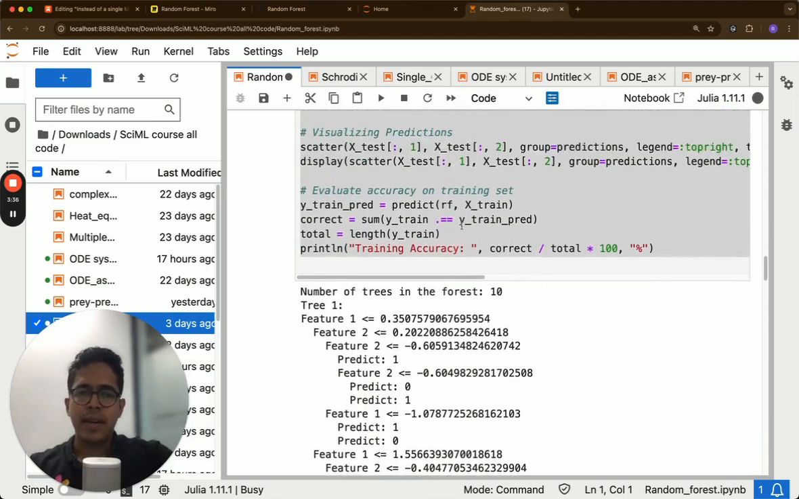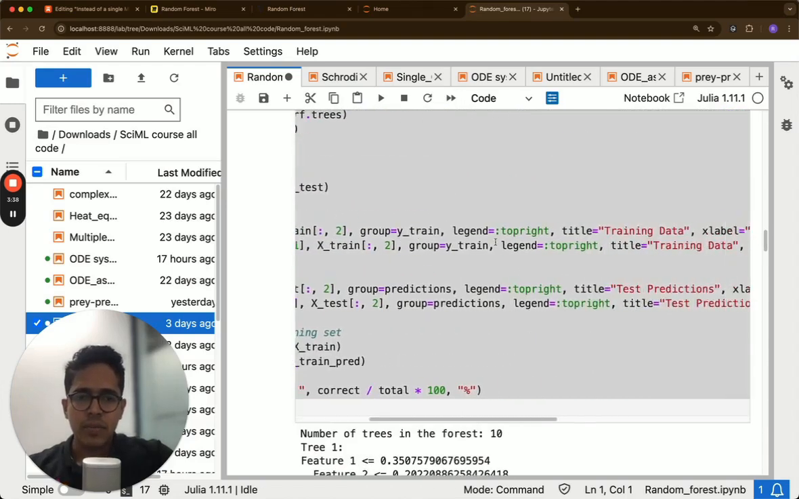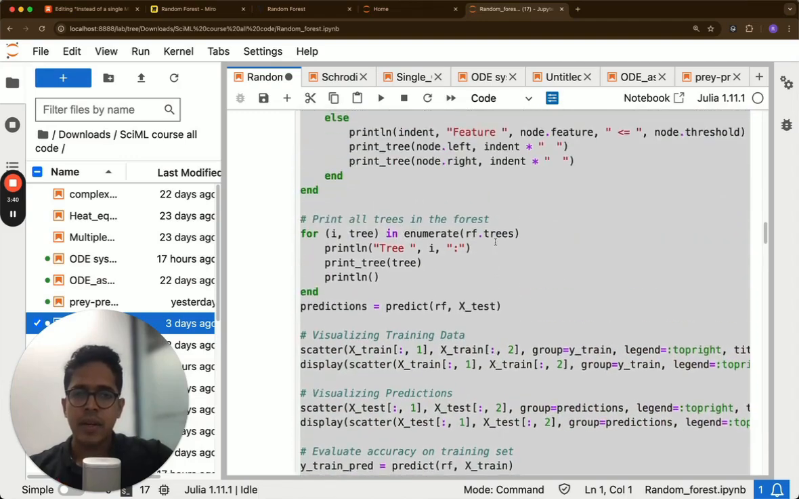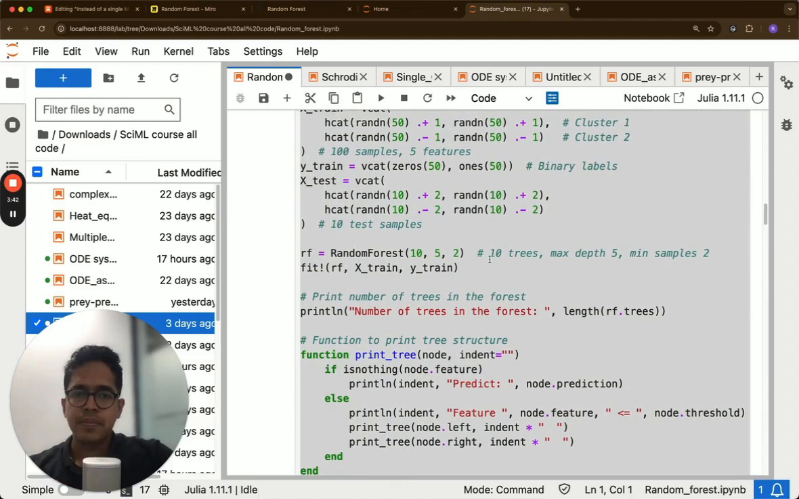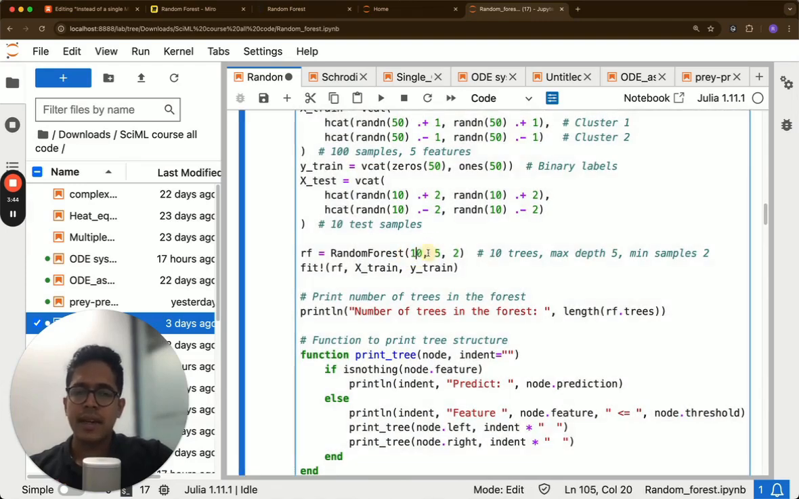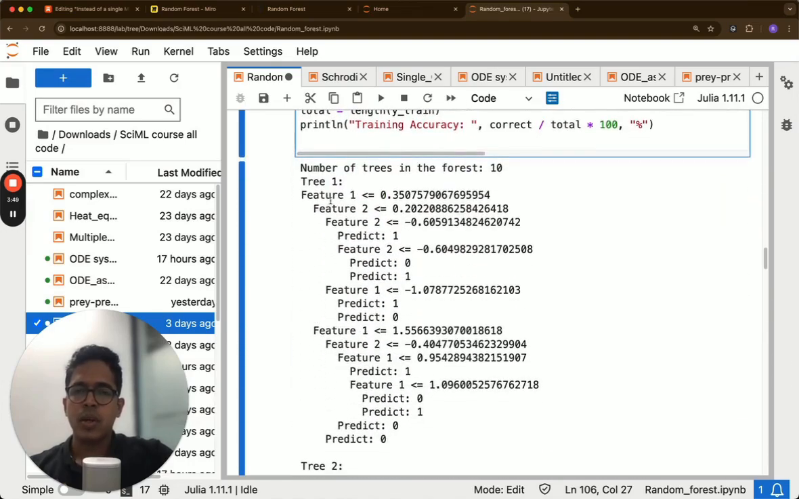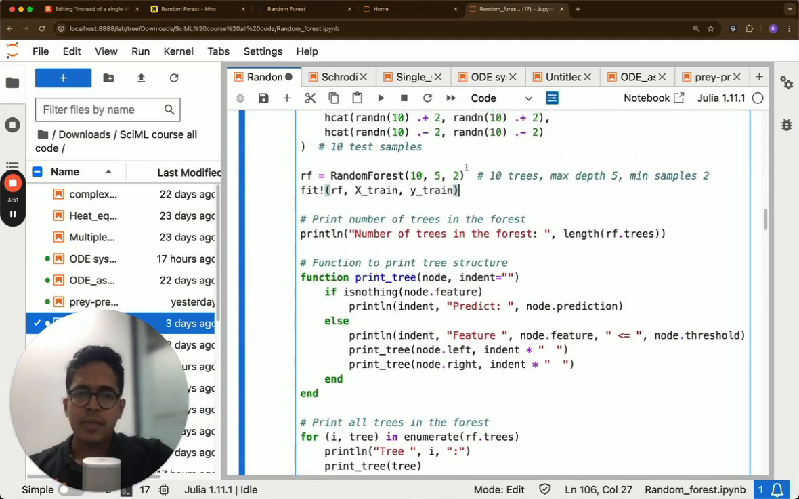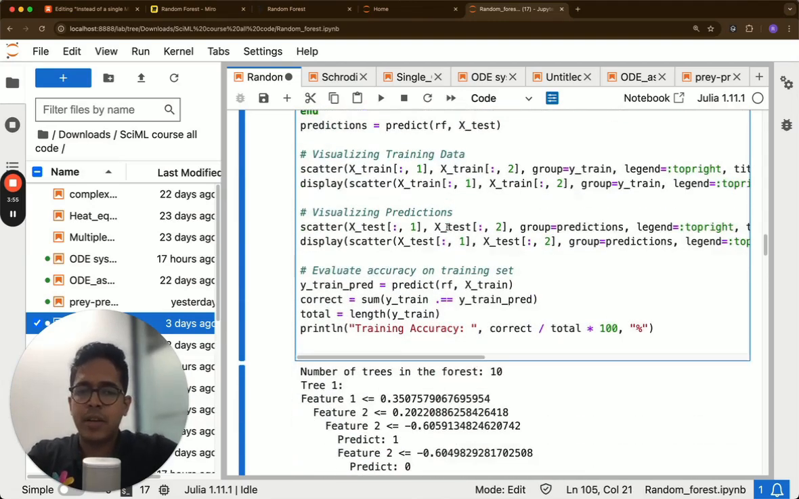So here you have 10 trees. And why is that so? Because somewhere I have mentioned 10 instead of 5. Yeah, here it's 10 trees, max depth is 5, and minimum number of samples per node is 2. If we change this to 5 trees, maybe it will look easier. So let me change this to 5. Maybe I'll get back to that.